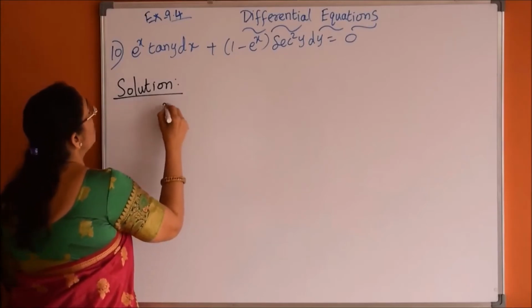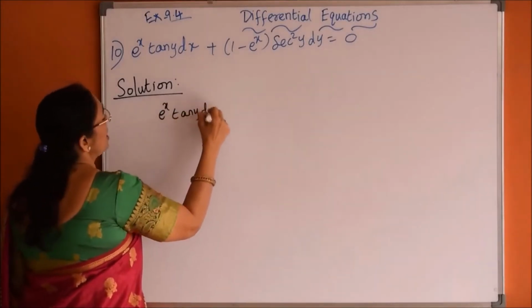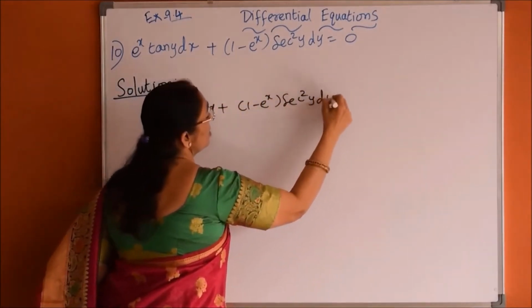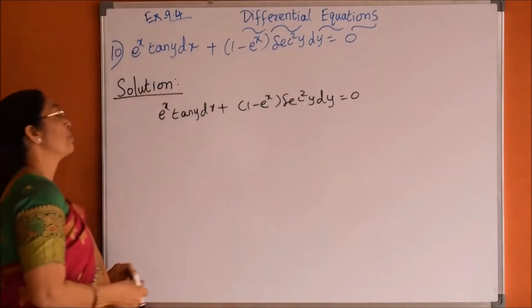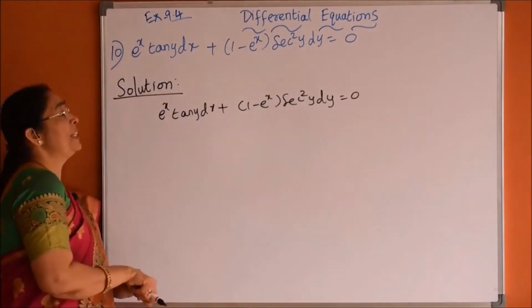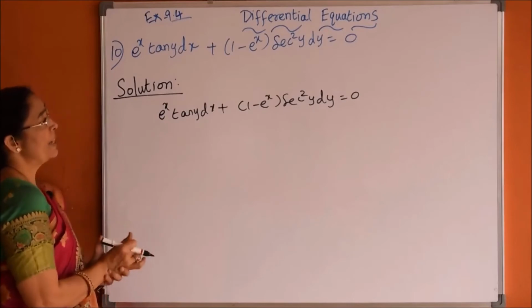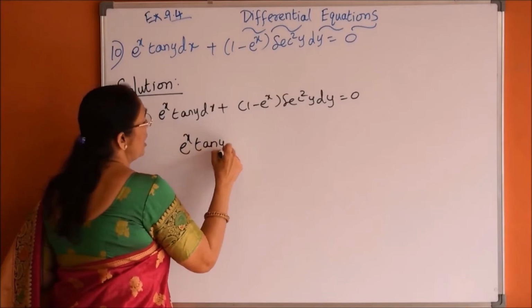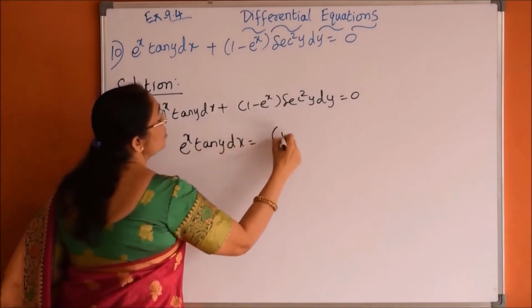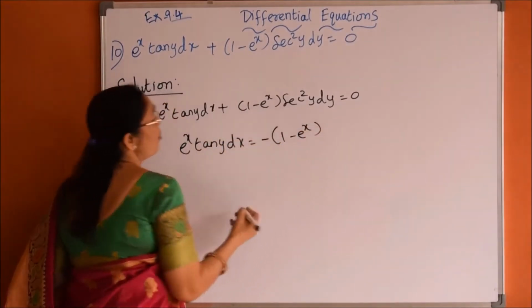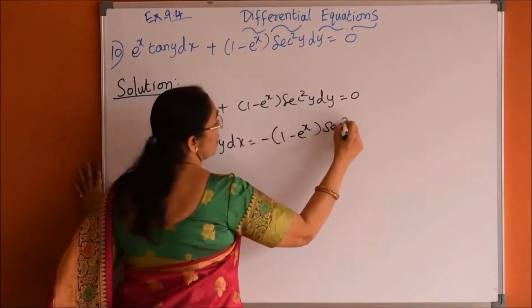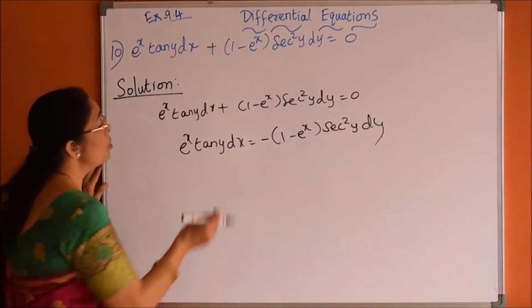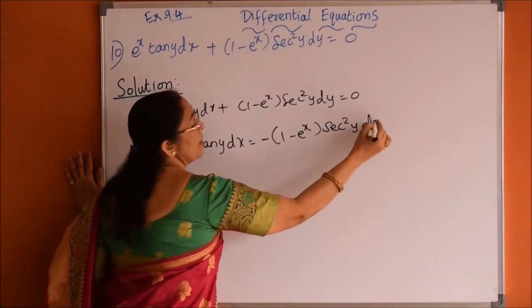10th problem: e power x tan y dx plus 1 minus e power x secant square y dy is equal to 0. Before integrating, we have to separate the variables. First step, e power x tan y dx is equal to minus of 1 minus e power x secant square y dy. I have taken the second term to the right hand side. Now it is easy to separate the variables.